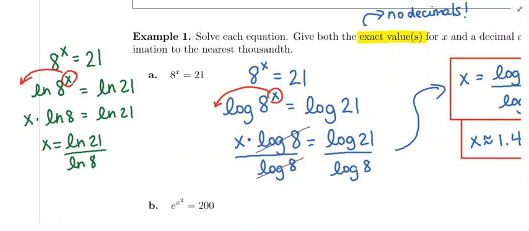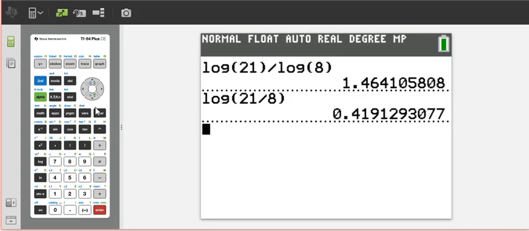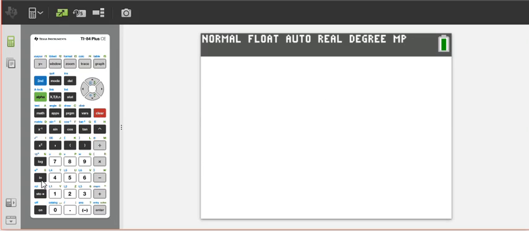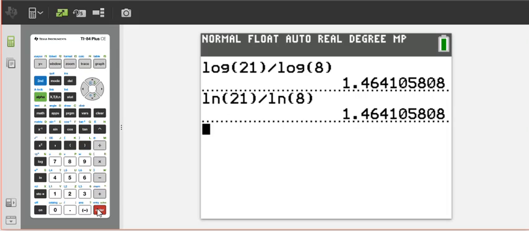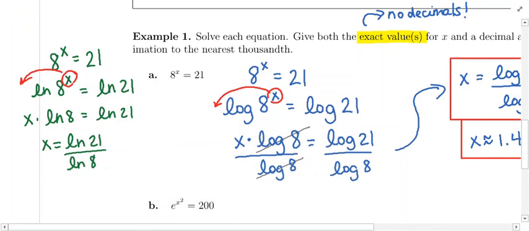Watch what happens if you go to your calculator. Let me get rid of what I just wrote because it was wrong. Originally, we had log of 21 divided by log of 8. So this is the correct answer. But if I had used natural log instead, you would get the same answer. So it doesn't matter if you use log or ln. You just need to pick one and be consistent. You don't want to mix logs with natural logs. So either one works. It is your call.